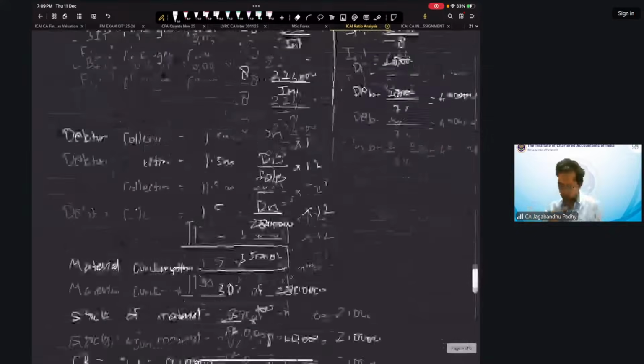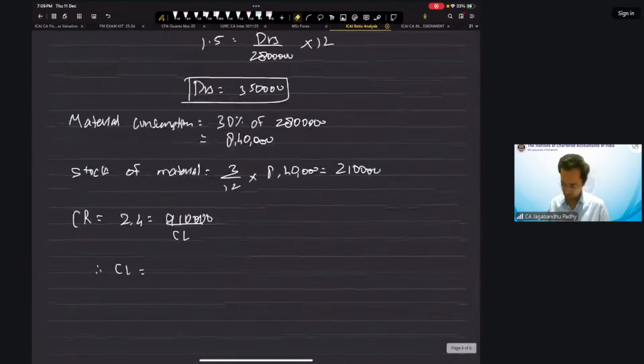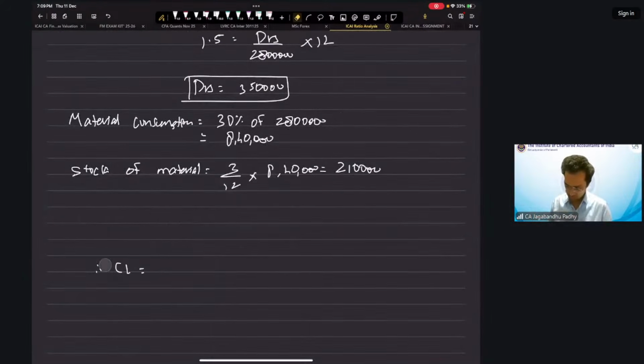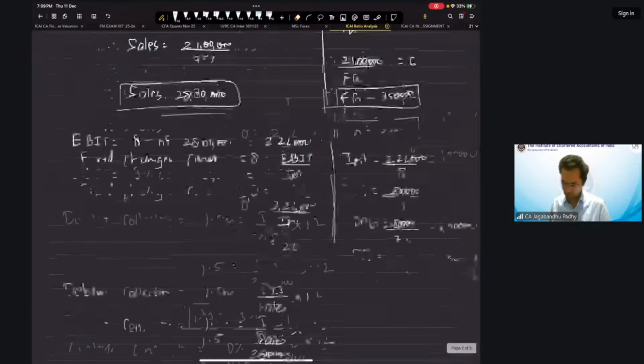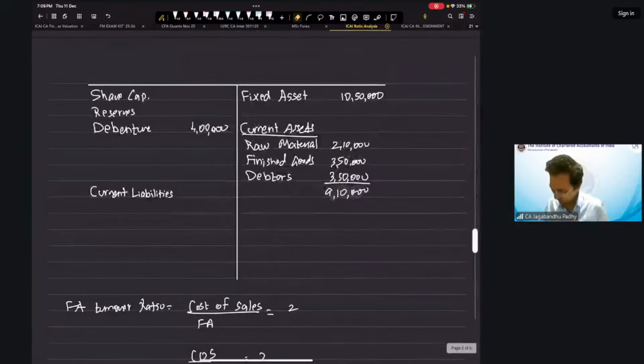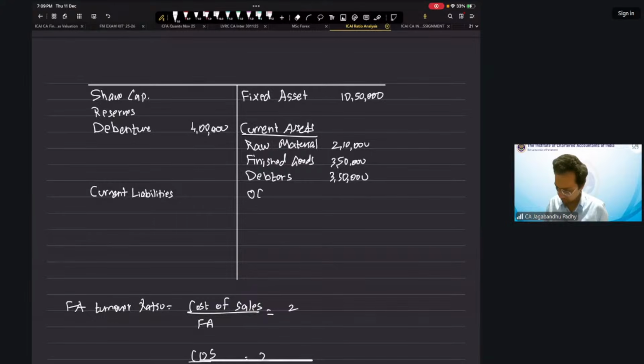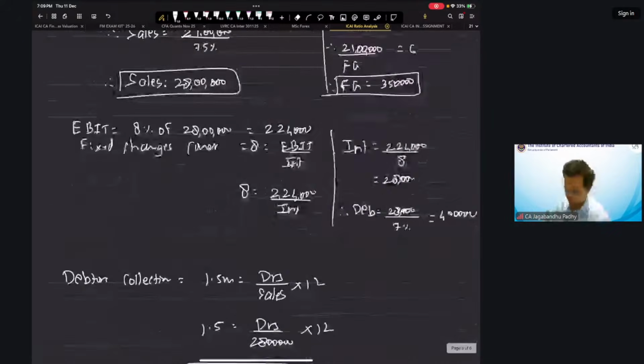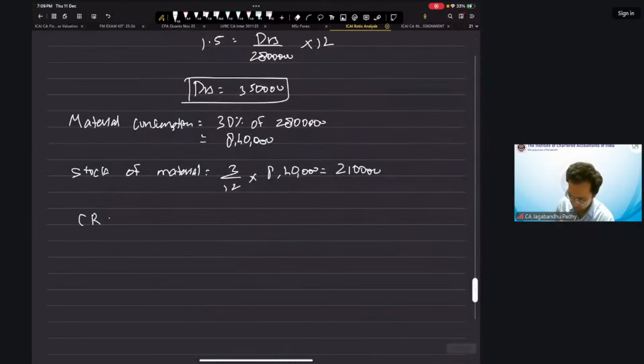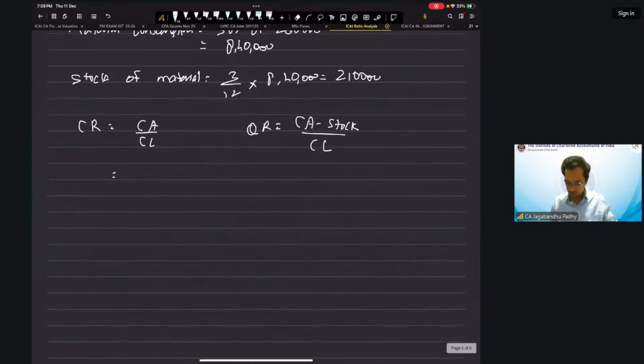Well, we can't be assuming that part, total current thing, because we can actually think of two variables over here. So other current assets, let's take it as X, current liability, take it as Y. The current ratio is current asset upon current liability. Quick ratio is current asset minus the stock upon current liability. So this is 2.4 and this is 1.